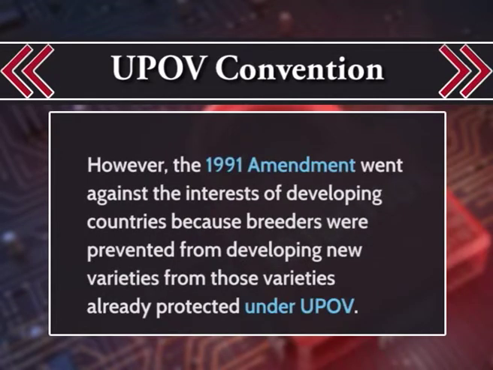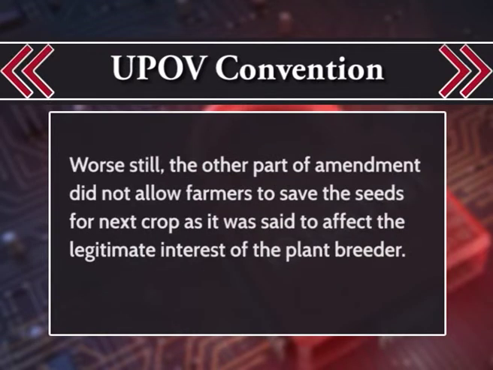However, the 1991 amendment went against the interest of developing countries because breeders were prevented from developing new varieties from those varieties already protected under UPOV. Worse still, another part of the amendment did not allow farmers to save the seeds for the next crop, as it was said to affect the legitimate interest of the plant breeder.